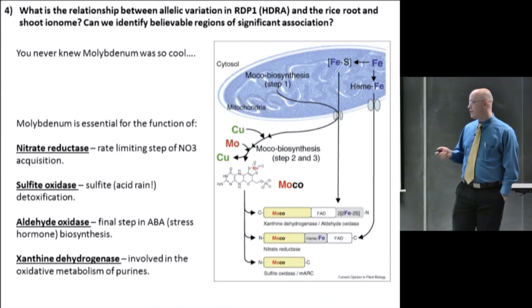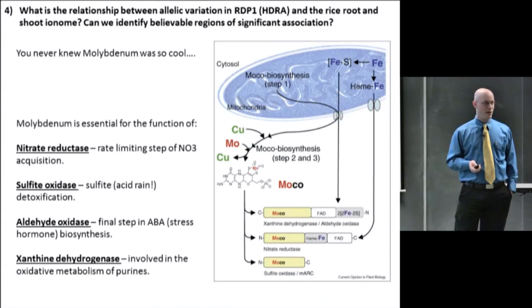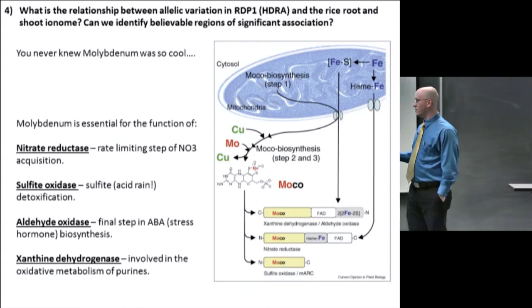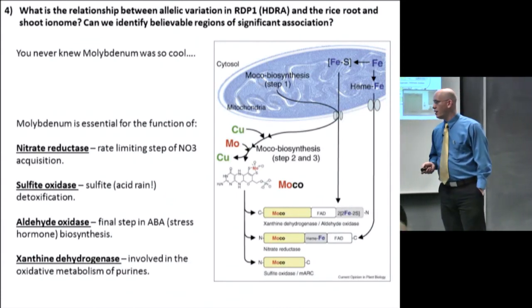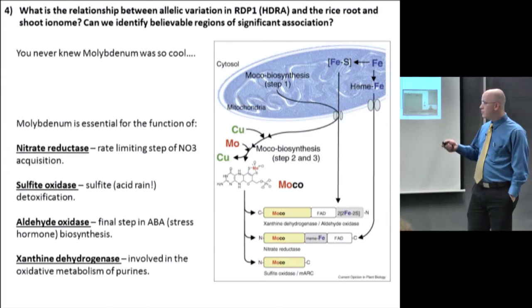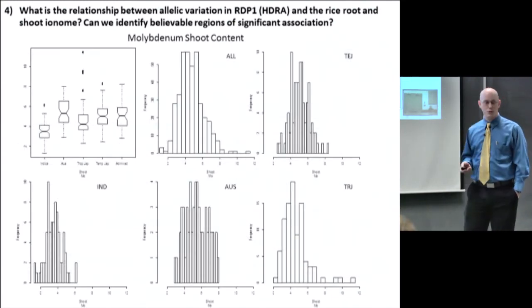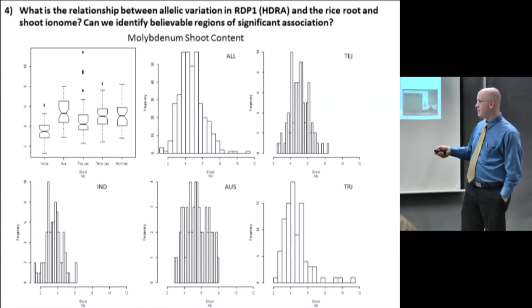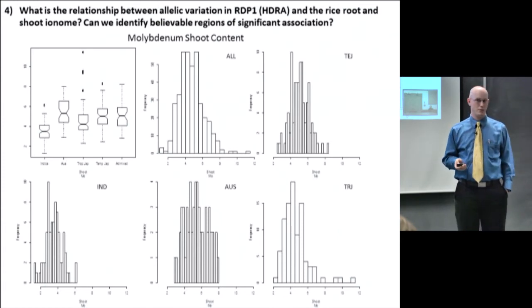Aldehyde oxidase is the final step in ABA biosynthesis. Okay? It also requires molybdenum. So molybdenum is important in as far as it affects all of these different things. Again, to give you an idea of what molybdenum looks like in our population, Aus tends to accumulate more molybdenum in the shoots. Everything else tends to be lower. Indica especially tends to be lower. Okay, so pay attention to that.